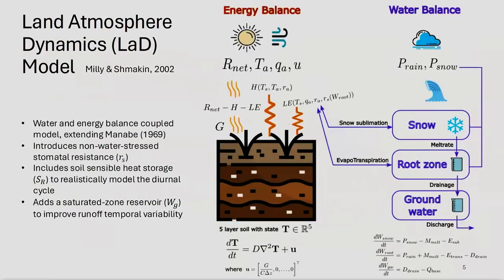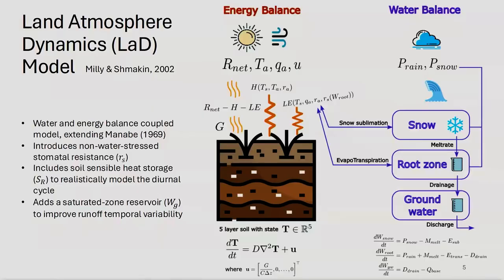So to address this, we have decided to build a hybrid model where we are paying very close attention to the kind of numerical solvers that we use. And before I get into the hybrid model, I'm going to set the stage for the physics-based backbone of the model that we're using. So the model that we're using is called Land Atmosphere Dynamics model, and it's a model that came out in 2002, which is an improvement on the classic Manabe model, Manabe 1969 model.